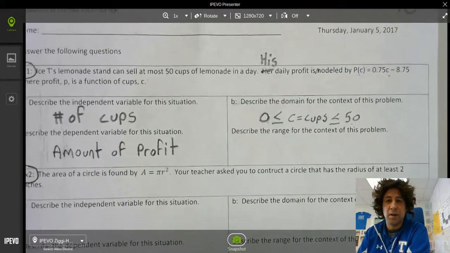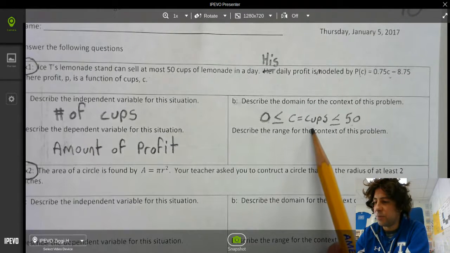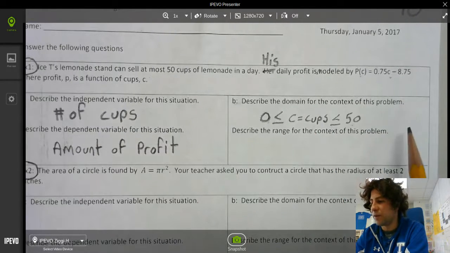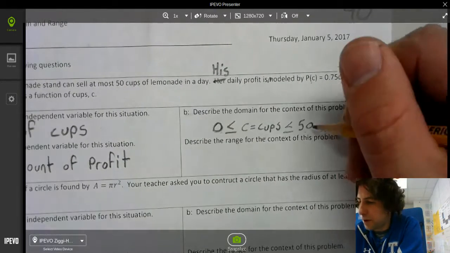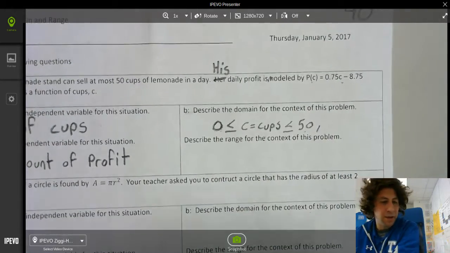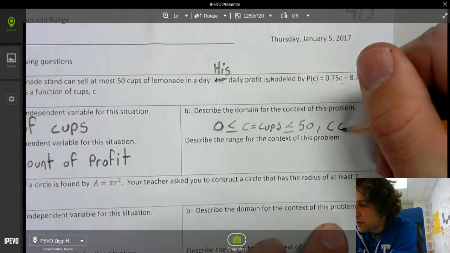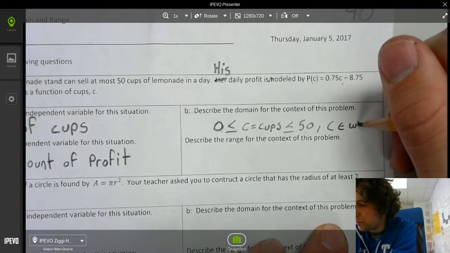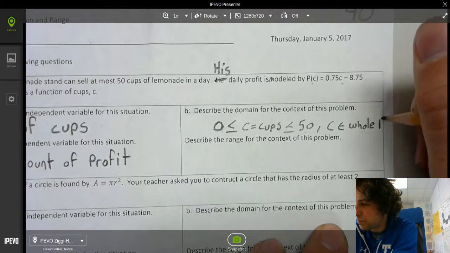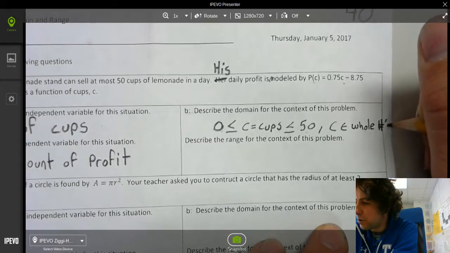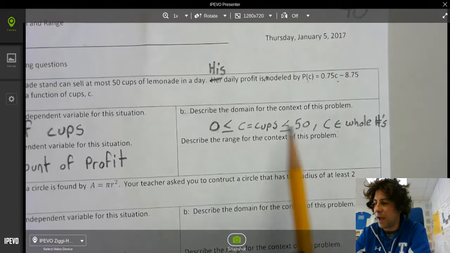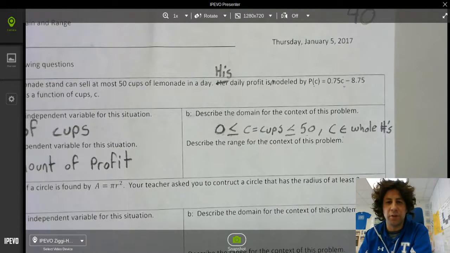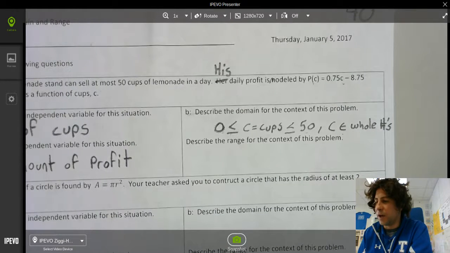But there's a problem with that. This says that includes 0.5 cups, 0.75 cups, a cup and a half, a cup and a third. So you have to be more specific. What you have to say is that C is an element of the whole numbers. You have to be specific because by saying that, you're now saying 0, 1, 2, 3, 4, 5, 6, 7, 8, 9, up to 50 cups.